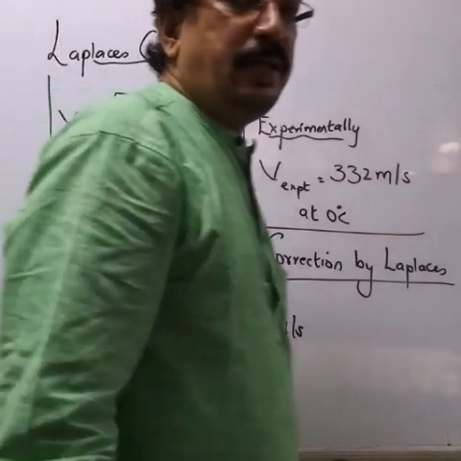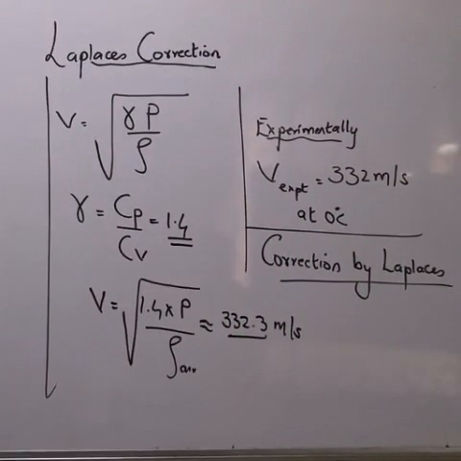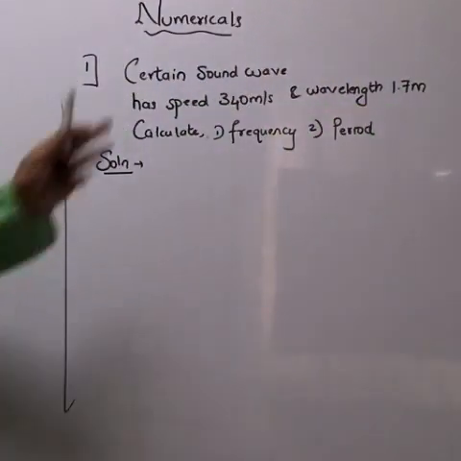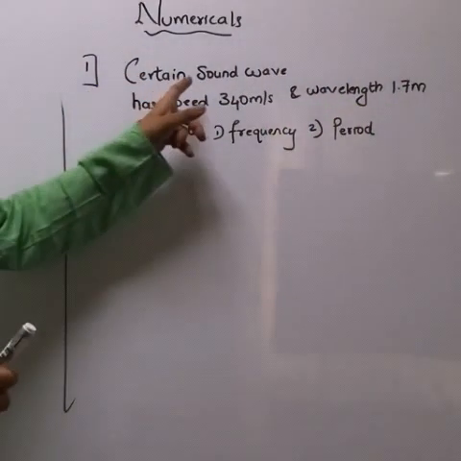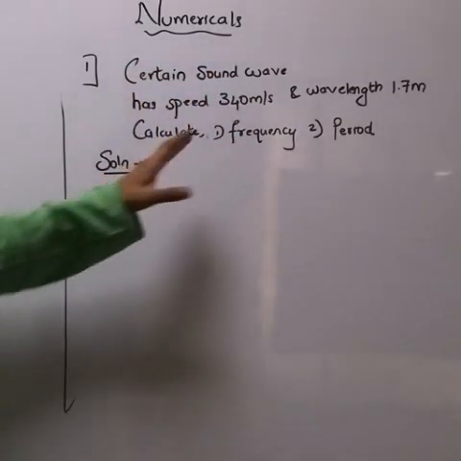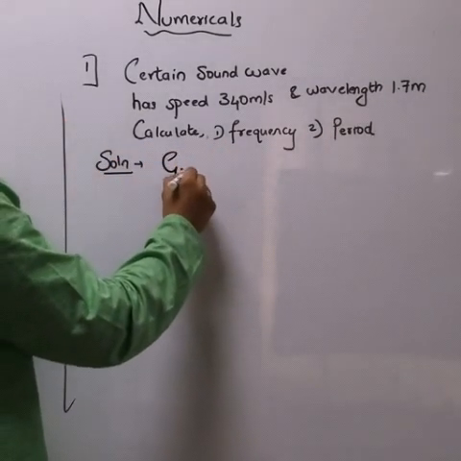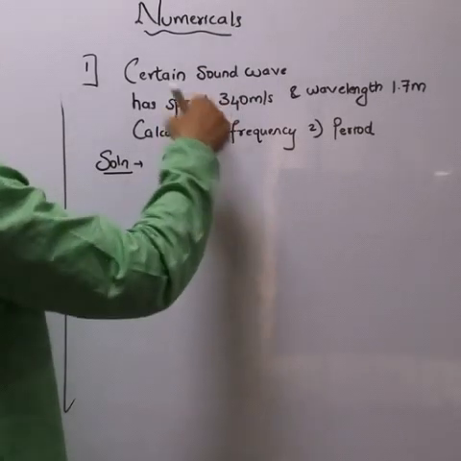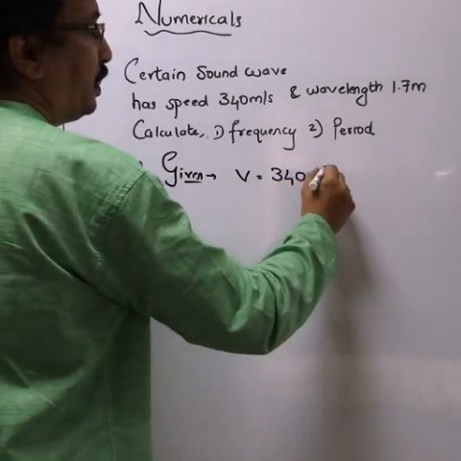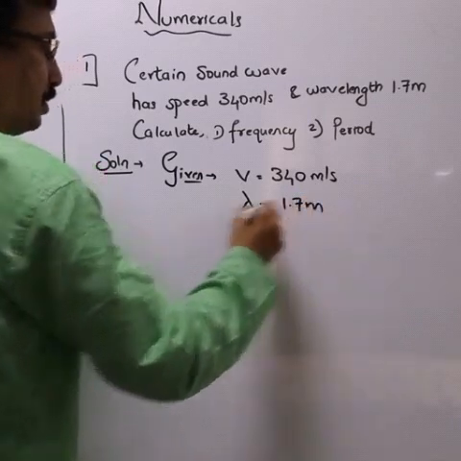Now let's solve some numericals based on this. Let's talk about one numerical of the textbook, a very simple numerical. A certain sound wave has speed 340 meter per second and wavelength of 1.7 meter. Calculate frequency and period. So in the given part, I will first write what is given here. Speed is given, 340 meter per second. Lambda is given, 1.7 meter.